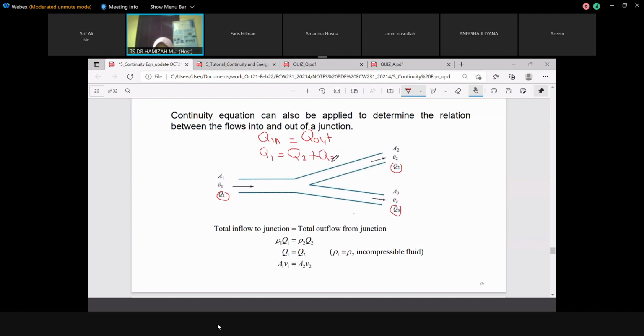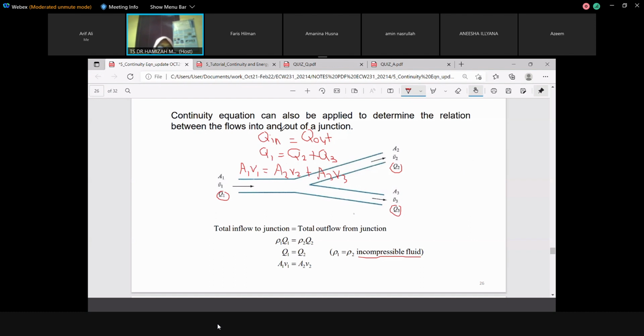Okay, so we want to understand. Q1 is Q in, Q out has two, which is Q2 plus Q3. Okay, and then we consider it incompressible as well. So there is no density. So the formula only involves area and velocity. So we have area 1 V1 equals to area 2 V2 plus area 3 V3.